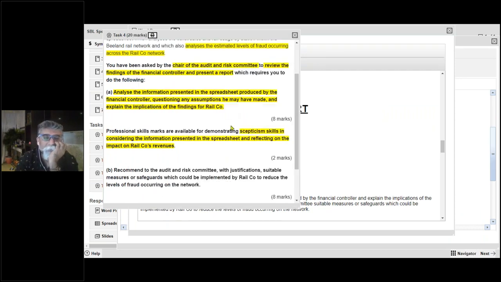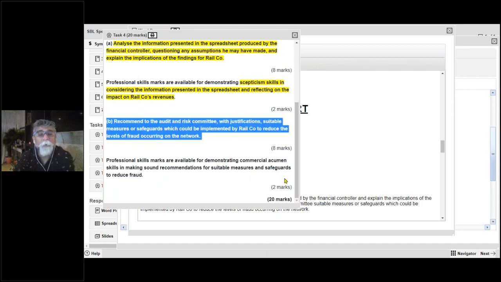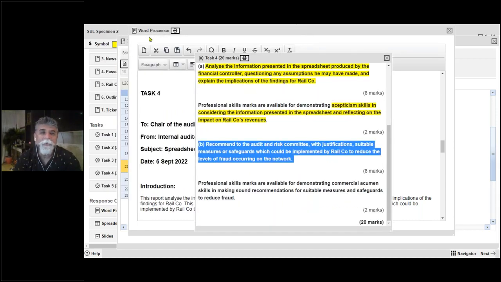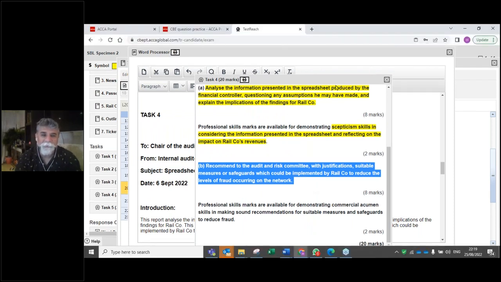Now let's move to question number 4B. Recommend to the audit committee with justification suitable measures which could be implemented by Railco to reduce the level of fraud occurring on the network. Very interesting. So again, this is a very case study specific thought process. So we know that there is a huge fraud going on, like more and more passengers are traveling without tickets. What's the first recommendation you would like to give? How we can plug this? How we can reduce this?